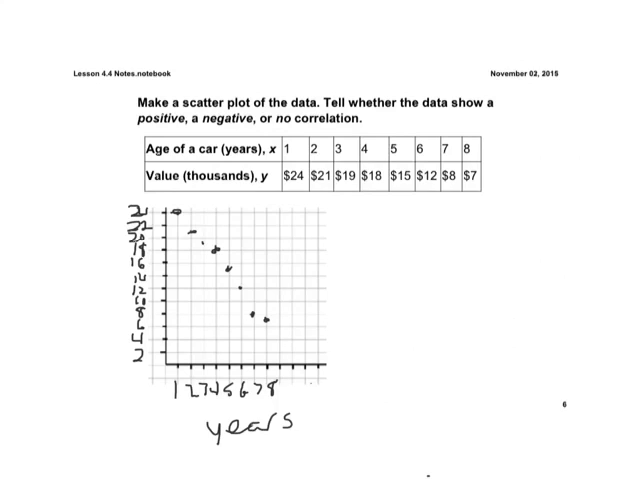And what it asks is, is there a correlation here? Now look at those points. It's going downhill from left to right. So like we said before, this shows a negative correlation.